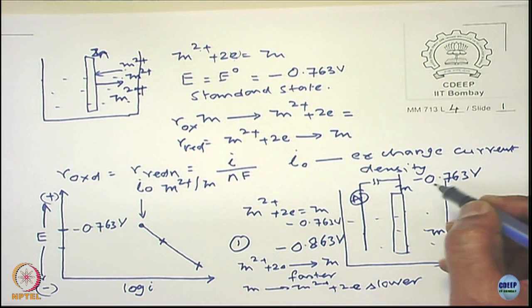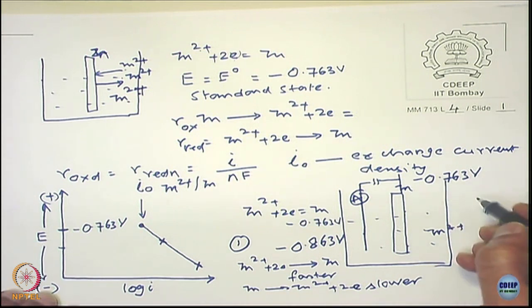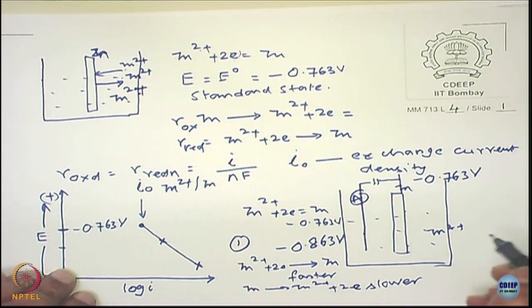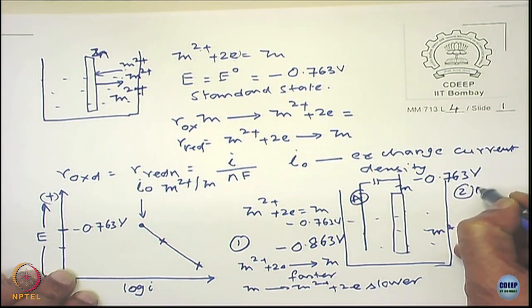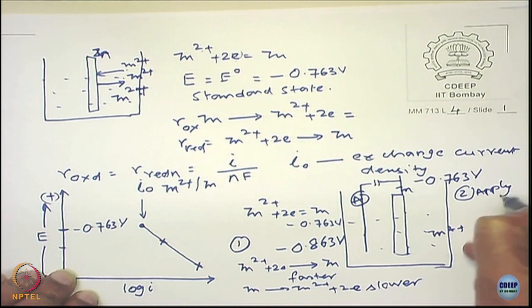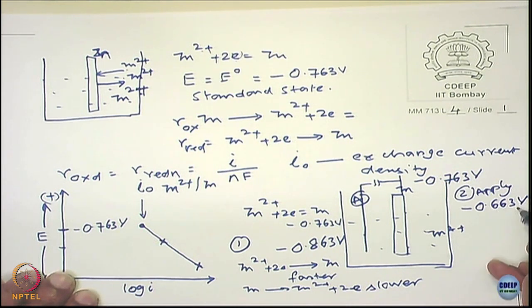Now, on the other hand, I am going to apply, second, let us say, minus 0.663 volts. Please see here. I am applying minus 0.663 volt. I am not applying plus 0.663, okay.